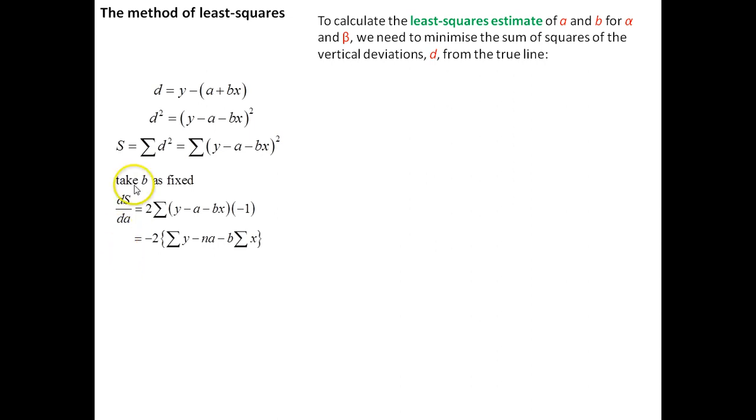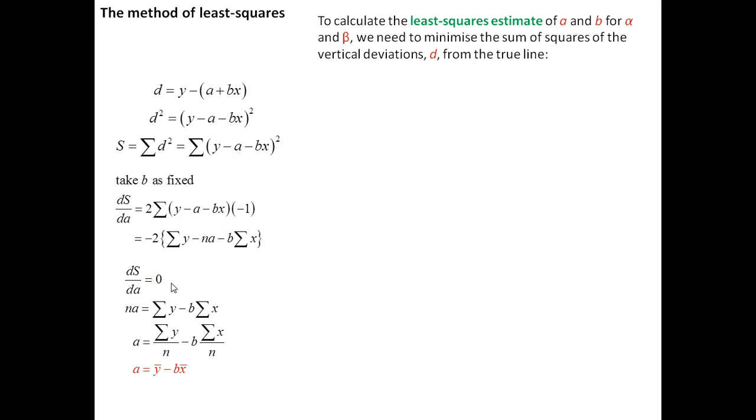So we're going to differentiate S with respect to a. We've got a bracket squared, so it's twice the bracket to the power 1 times the differential of the minus a. The differential of minus a is minus 1, so we can take the minus to the front. So it's minus 2 times the sum. I can take the sigma in, so sum of y, and a isn't summed, so a is just there each time, so I'm adding that n times, so I've got na, and then minus b times sigma x.